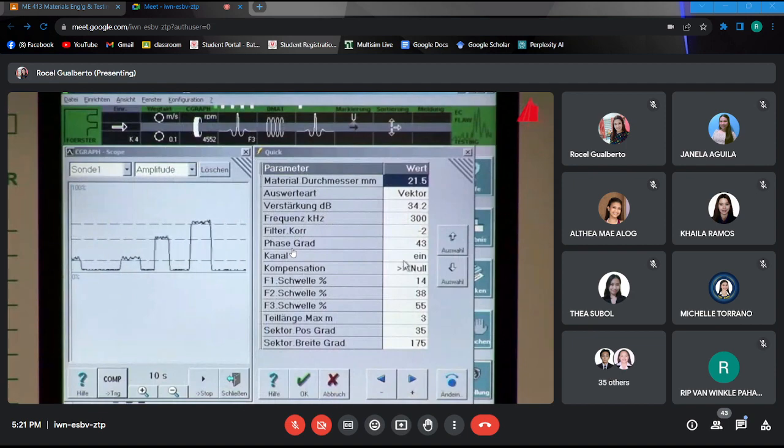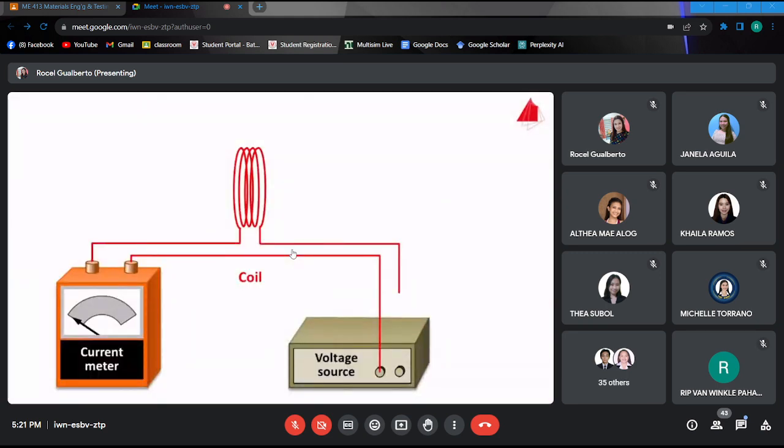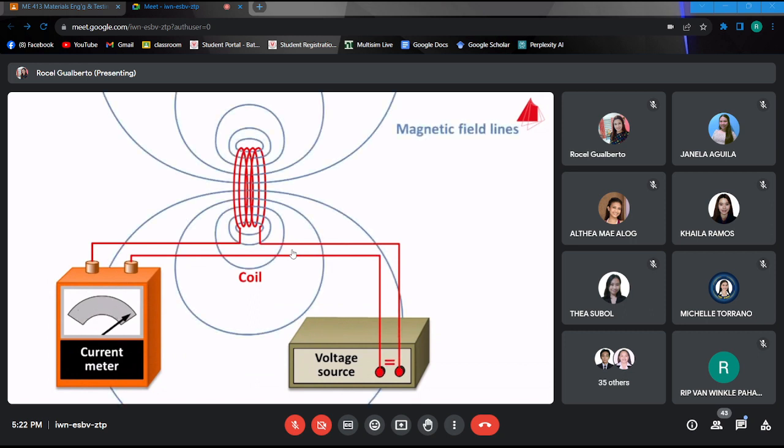How does eddy current testing work? It is based on electromagnetic induction. The animation shows a coil, which can be connected via an electric current meter to a voltage source. After applying a direct voltage to the coil, the electric current first increases fairly quickly, then more slowly, according to the inductance of the coil. Eventually, it reaches a level resulting only from the ohmic resistance of the coil.